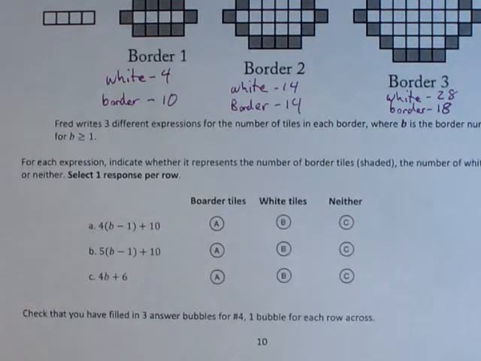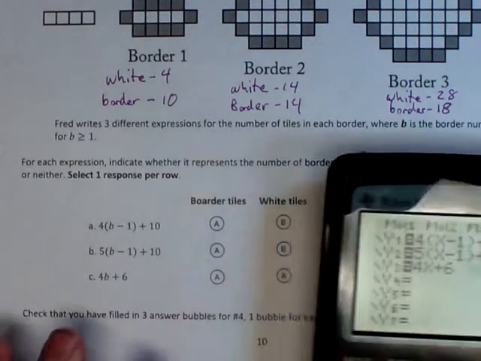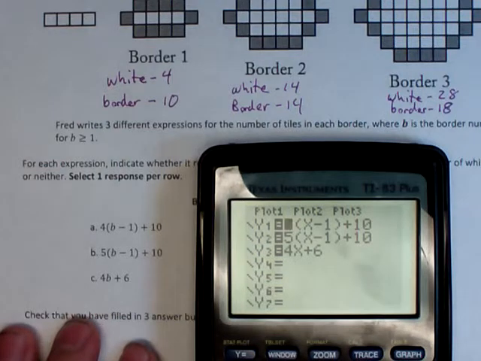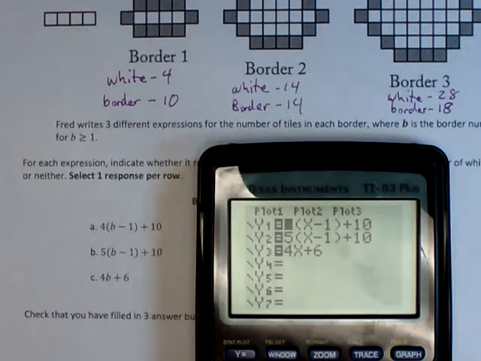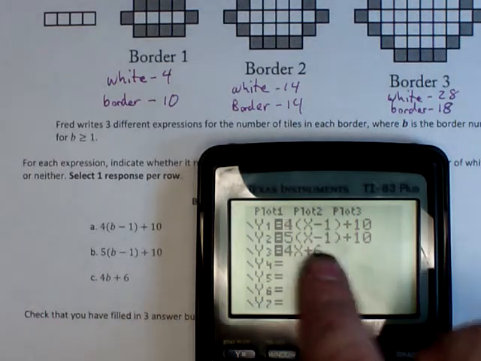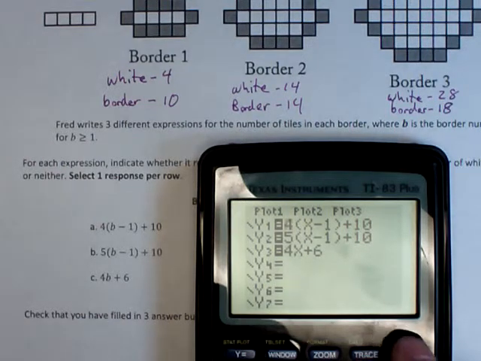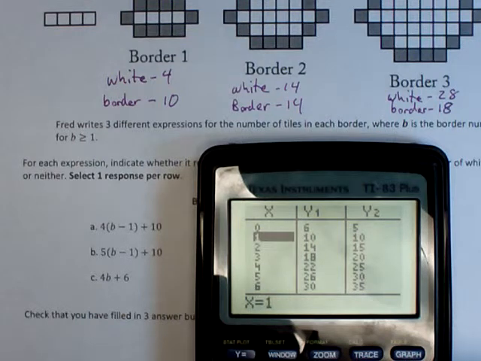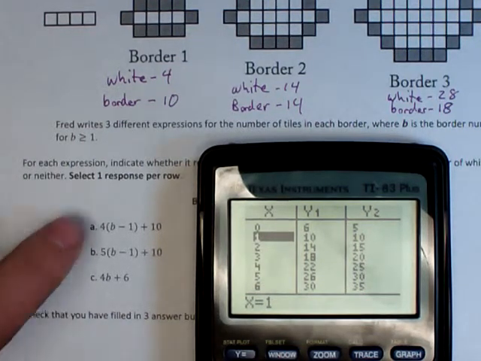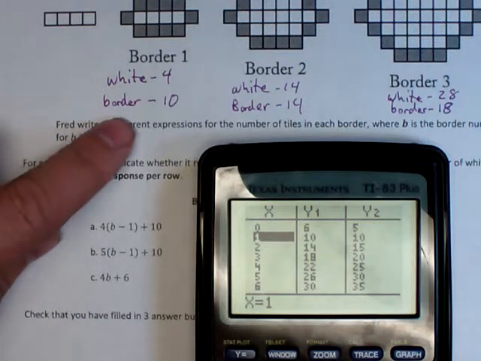So this is similar to the one on practice 1. What I've done, just to do this quickly, is enter the expressions as equations in my equation editor. I've replaced b with x because my calculator knows how to deal with x. And now if I go to my table, I can see that at border 1, this first expression gives me 10.